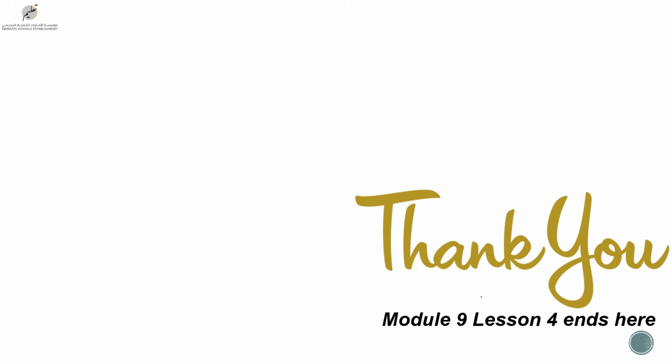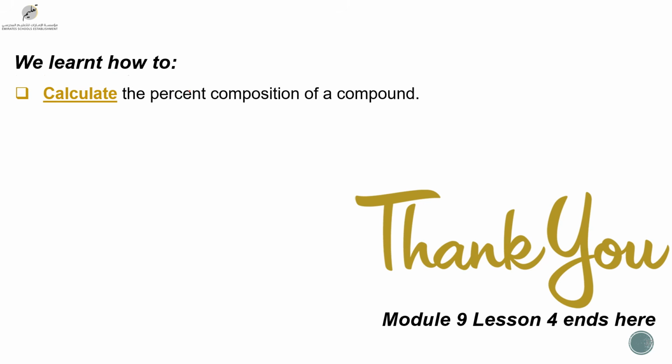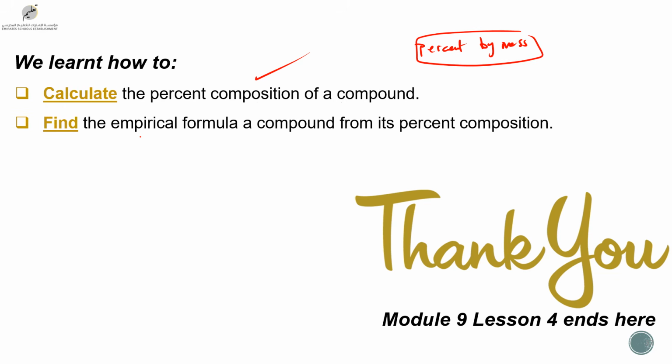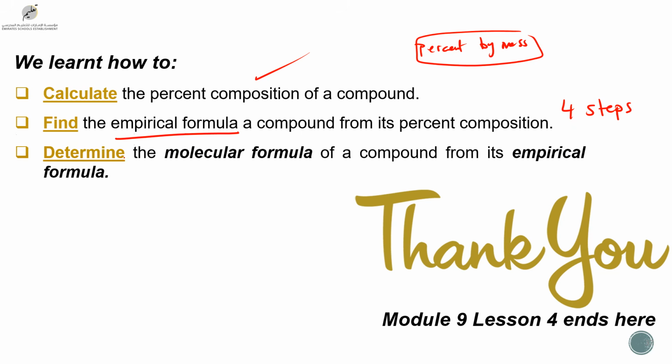Now this is the end of module 9 lesson 4. So what we learned was the following. In the 3 videos we learned how to calculate the percent composition of a compound. Remember, percent by mass. Okay. We learned how to find the empirical formula from the percent composition, the 4 steps. And we learned how to find the molecular formula from the empirical formula in this video.